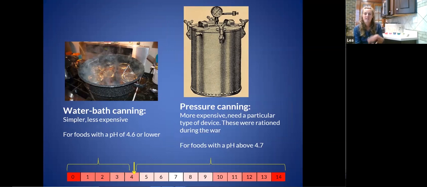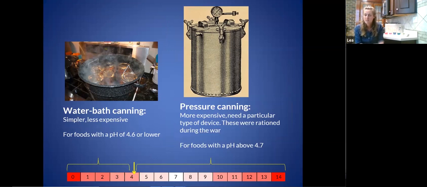So water bath canning is much simpler. You basically just submerge your cans in boiling water. It's much simpler, much less expensive, less complicated. When you go to pressure canning, you're going to need a specific device for pressure canning. So it's much more expensive.